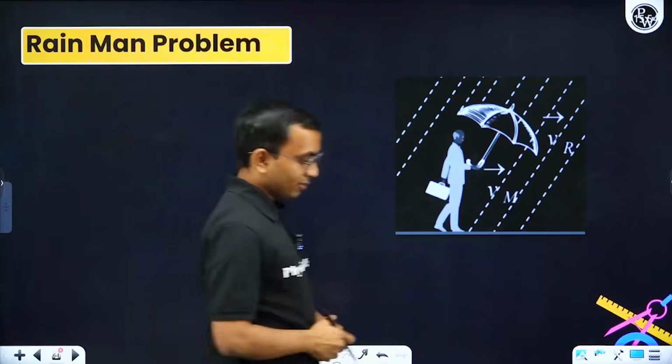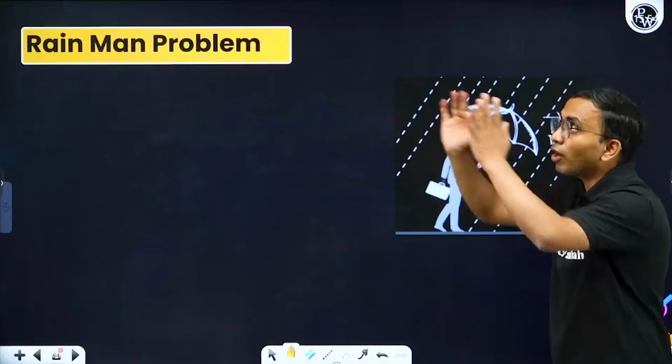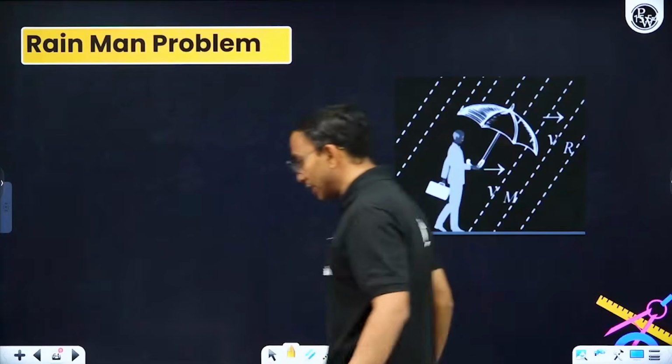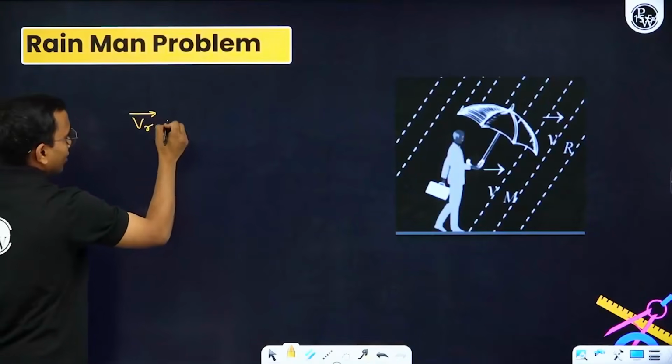Now rain-man problems. Rain is falling with some velocity. You are running on the road with some velocity. At what angle will you see the rain? So I'll say a simple thing. V_R is velocity of rain.